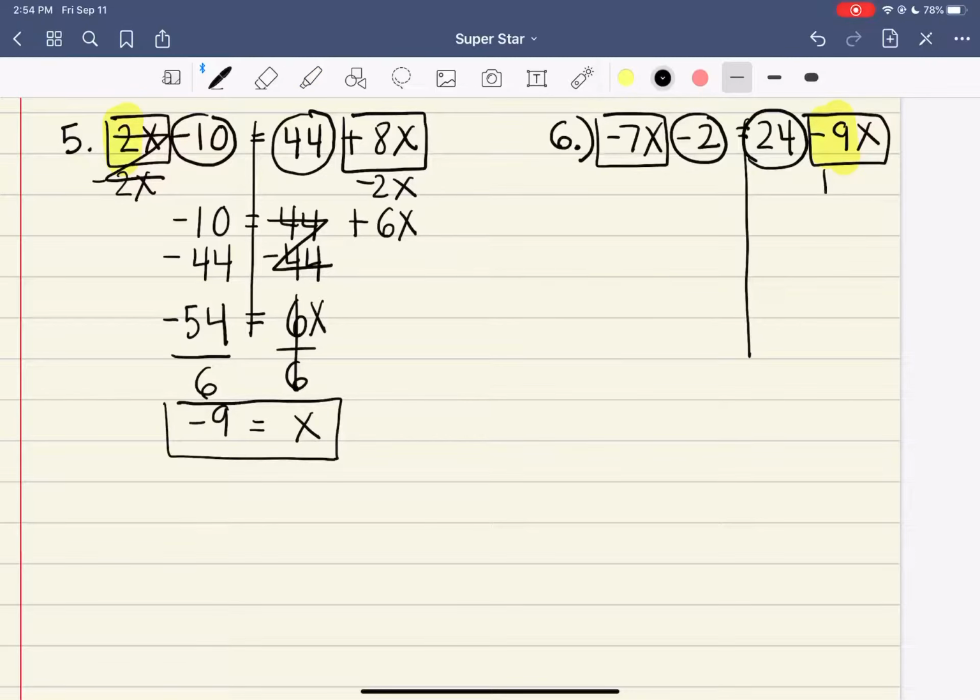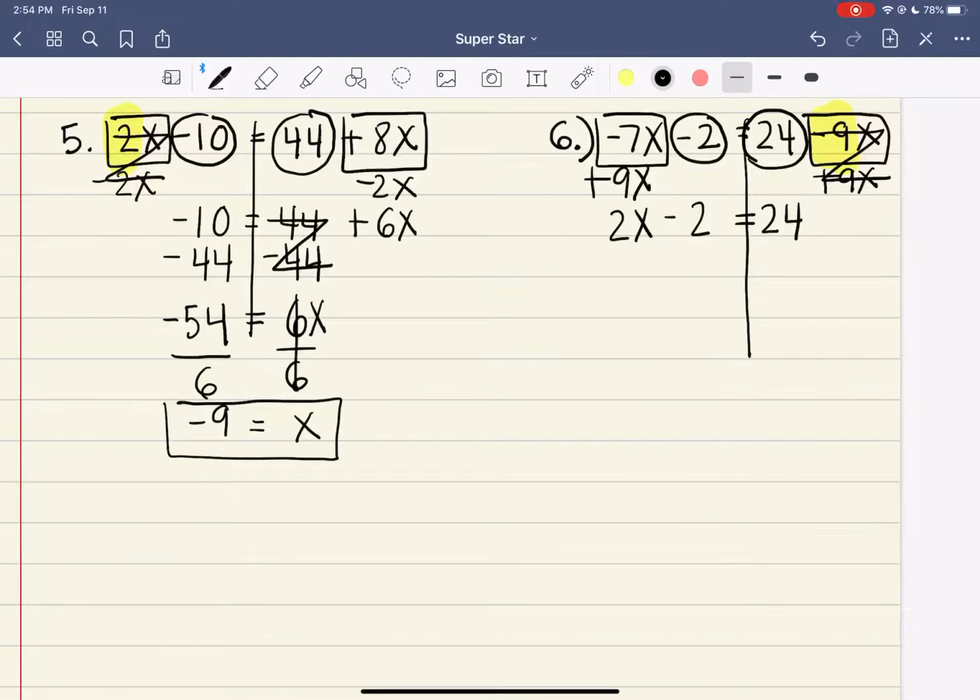So once I add 9x to both sides, this will become 0, and we'll be left with negative 7 plus 9x, which is 2x, and then continue to rewrite what I have here.